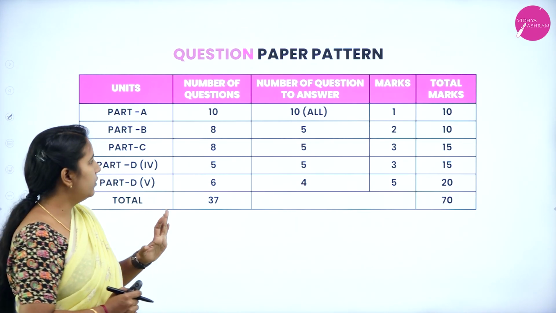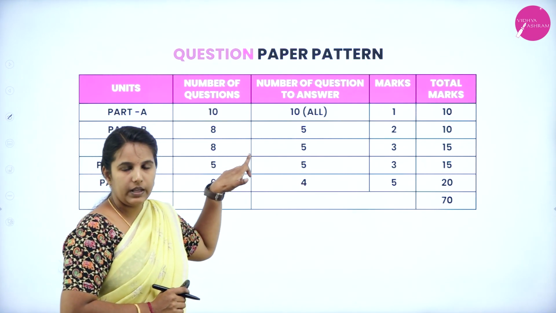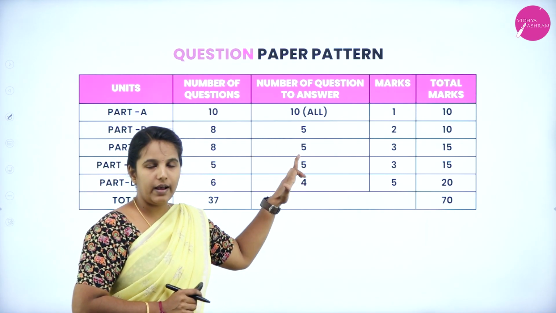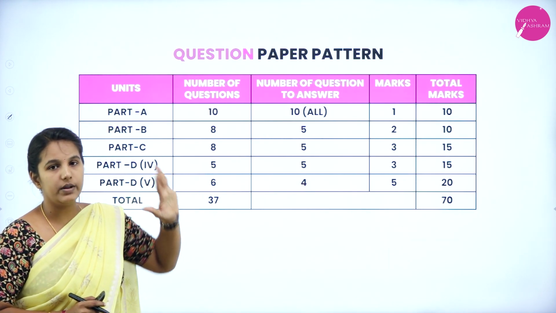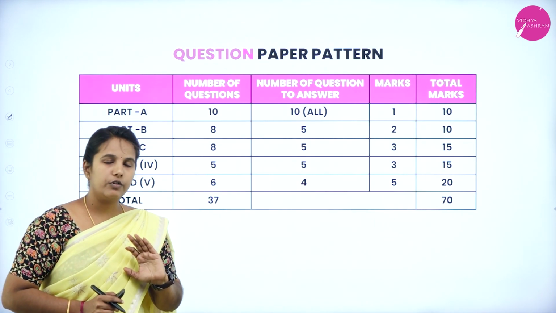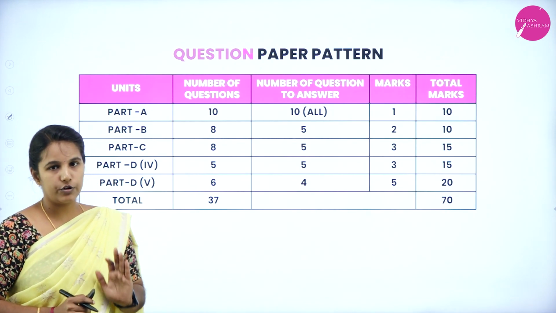Similarly, in part B, there will be 8 questions given to you. You need to answer only 5. Each question will carry 2 marks. So you will get 10 marks with part B. Again in part B, we can expect questions from all units.